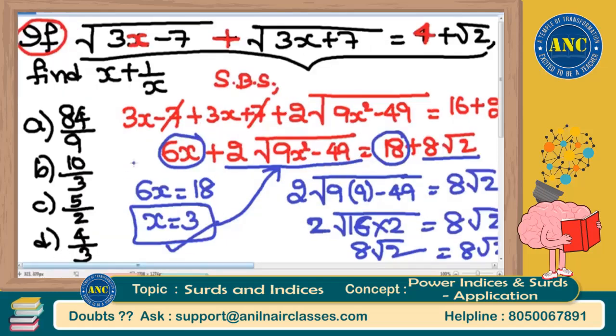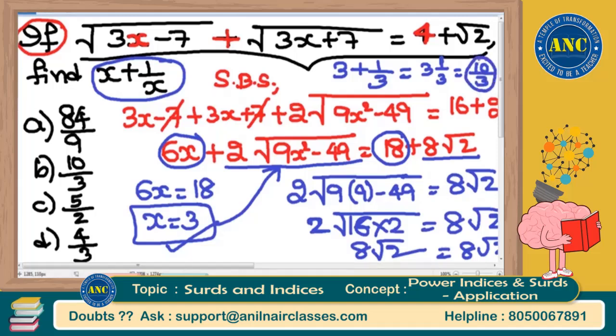What is the question they are asking? In the question they are asking x plus 1 by x. X plus 1 by x is 3 plus 1 by 3. 3 plus 1 by 3 is 3 1 by 3, and the answer is nothing but 10 by 3. The answer for this question is 10 by 3.